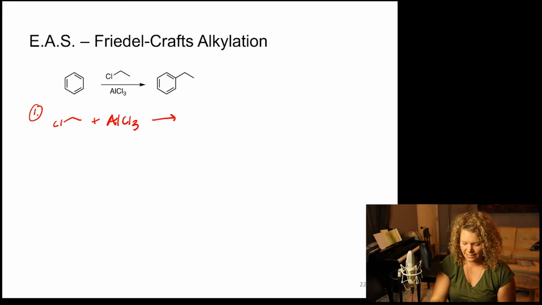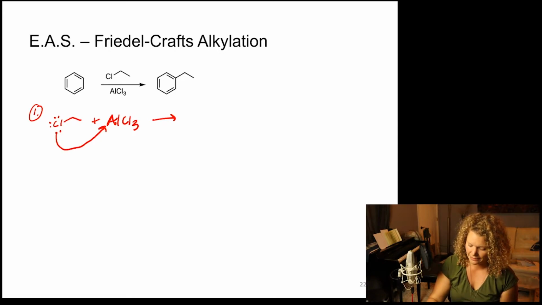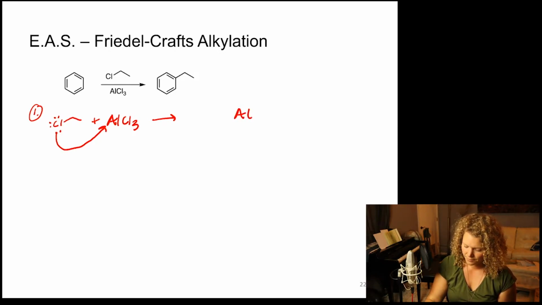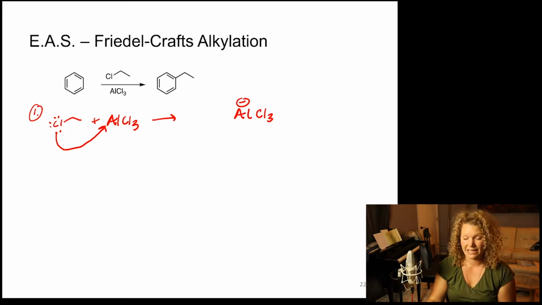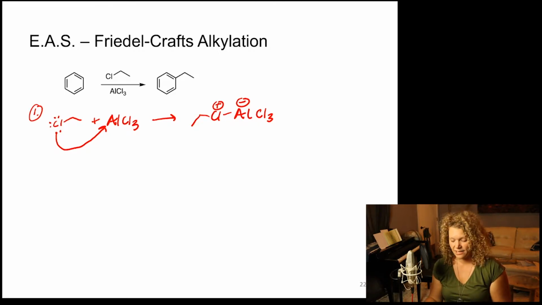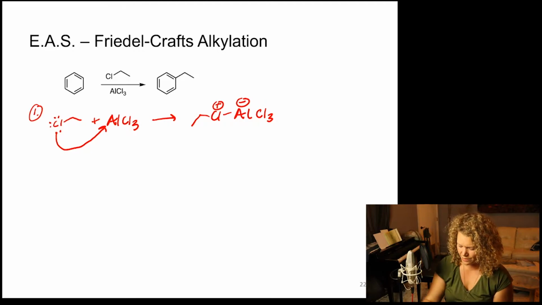What we're going to do is the lone pairs on the chlorine are going to add to our Lewis acid, our aluminum chloride. Making the aluminum negative, it's now bound to the chloride. And then this is bound to our ethyl group. In this case, you could look at this and think about this chlorine bound to this aluminum trichloride being a leaving group. So nominally, you could think about maybe drawing an arrow here and forming this carbocation.